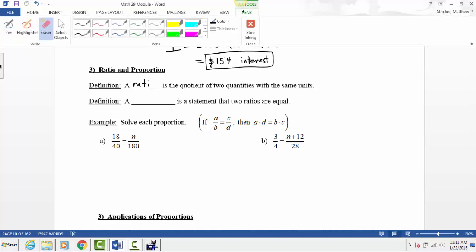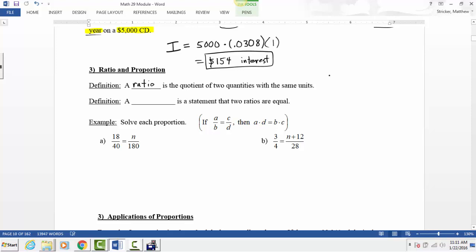An example of a ratio, it's basically just kind of like a fraction. You could have 5 over 7, but it could be 5 apples over 7 apples. Same units. Whereas a proportion is a statement that two ratios are equal.